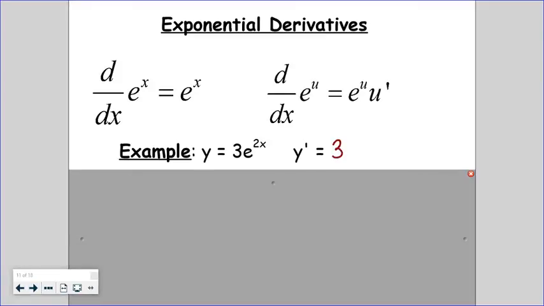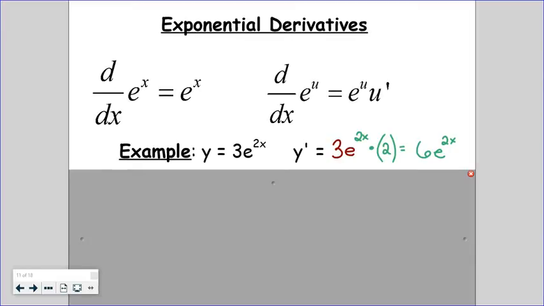So we would have 3e to the 2x. And I put 2x in green because that's the inside of our function. And it's not going to change when I do the derivative of the outside. Times the derivative of the inside function. So times the derivative of 2x, which would be 2. And I can multiply the 3 and the 2 together and get an answer of 6e to the 2x. Questions?